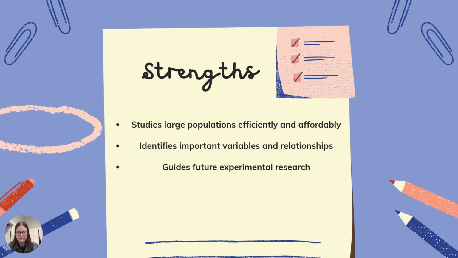Correlation research studies are also great for identifying which variables are connected and worth exploring more deeply with other research methods like experiments. For example, if we find a link between homework completion and test scores, then we might design an experiment to test if increasing homework could also cause better performance.